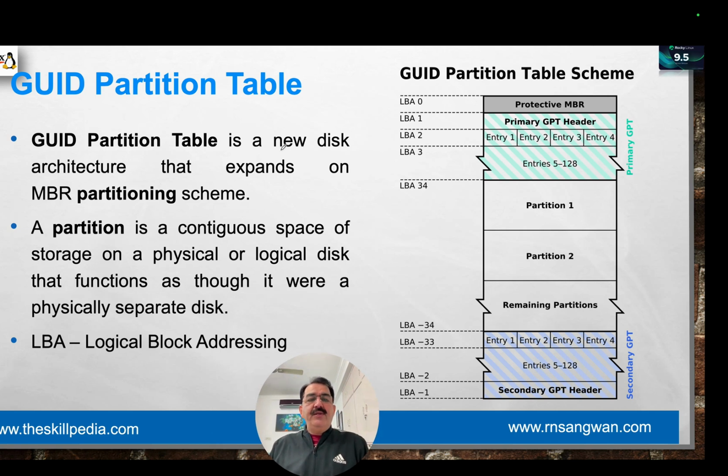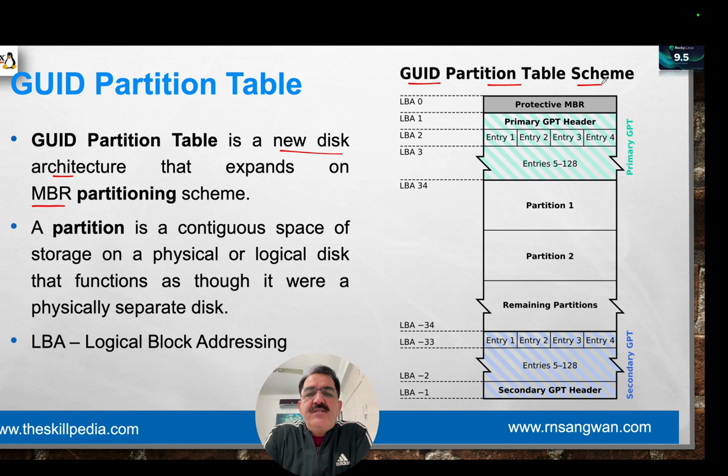GUID partition is a new disk architecture that expands on the existing MBR partition scheme. MBR stands for master boot record. This is the scheme which I was referring to, that it could have only 4 disks supported, and to allow more partitions, this partition table is created. Partition table is like the index of your book. I'll try to make it easy to understand.